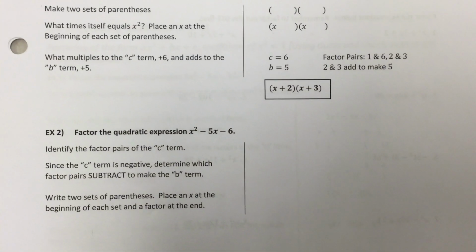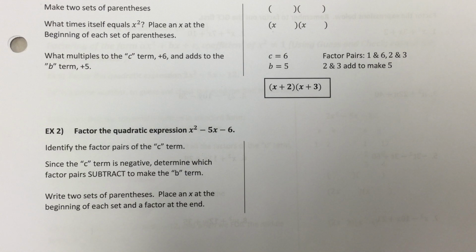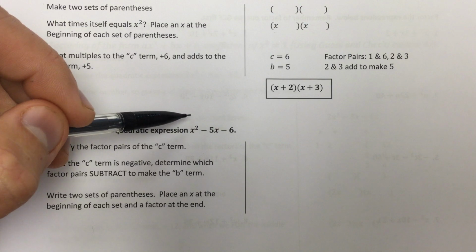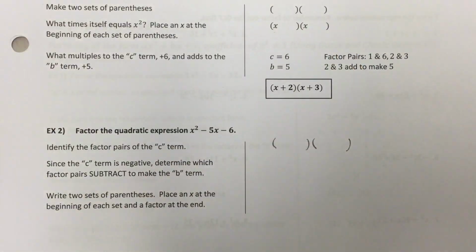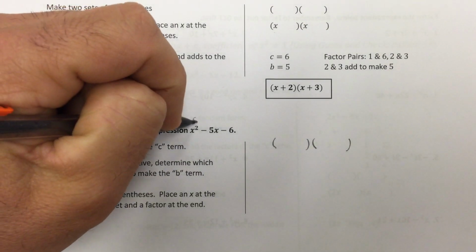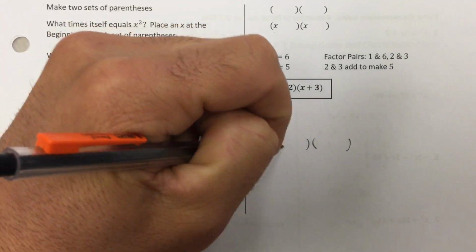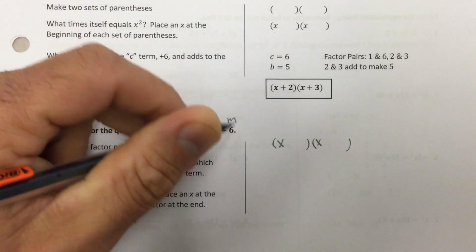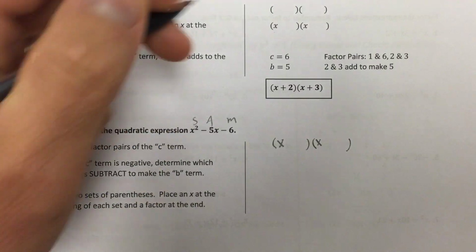If we look at example 2, I have x squared minus 5x minus 6. It says identify the factor pairs of C. So we're going to, again, do this. There's no GCF, and so I can go ahead right away, make my 2 sets of parentheses, write my S, my A, and my M. I have x and x. And we're trying to figure out what multiplies to the last term, negative 6, and adds to the middle term.